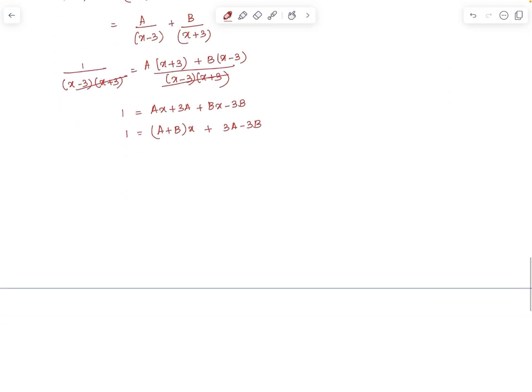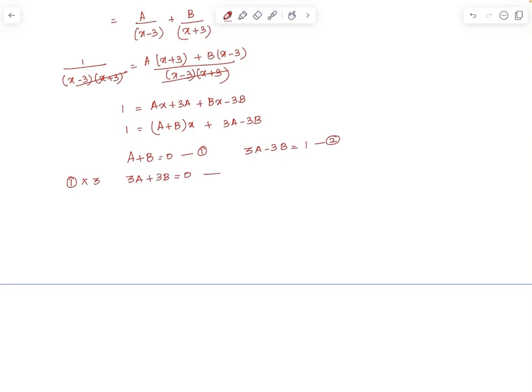Comparing the LHS and the RHS. In the LHS, there are no x terms, which means a plus b becomes 0 and 3a minus 3b becomes 1. Let's name these equations as 1 and 2. Multiplying the first equation by 3, we get 3a plus 3b is equal to 0. Let this be equation 3. Adding 2 and 3, we get 6a is equal to 1. That is a equal to 1 by 6.